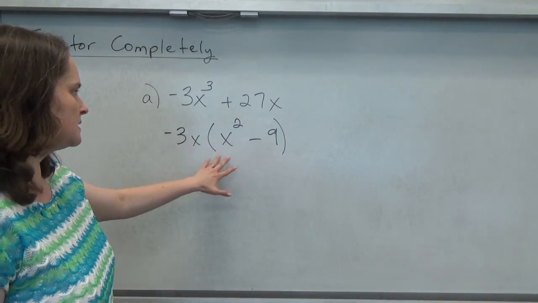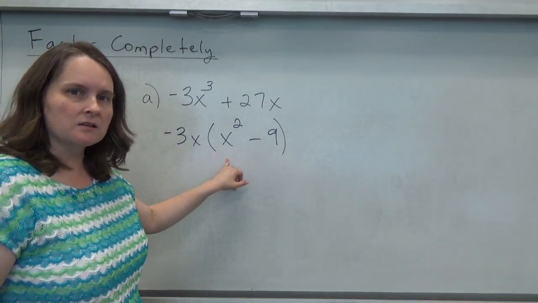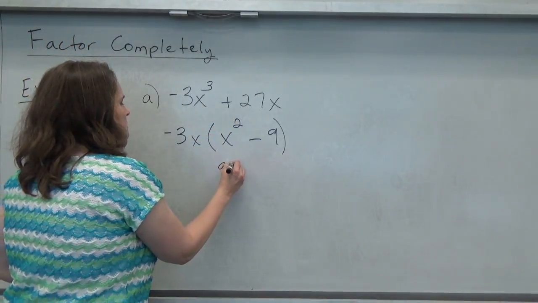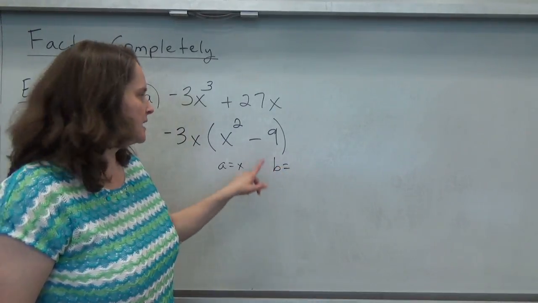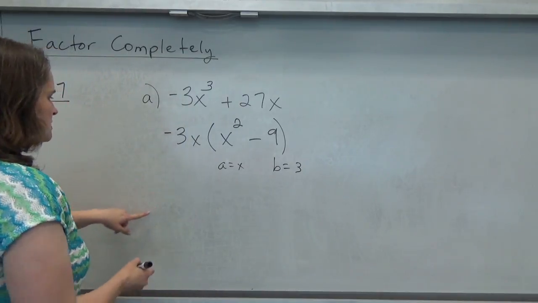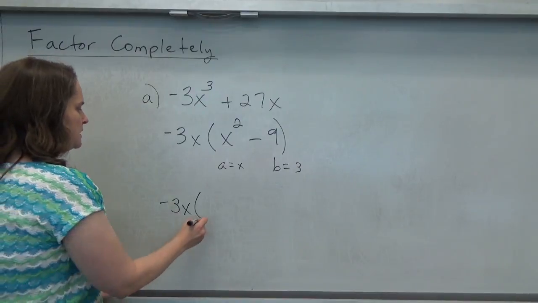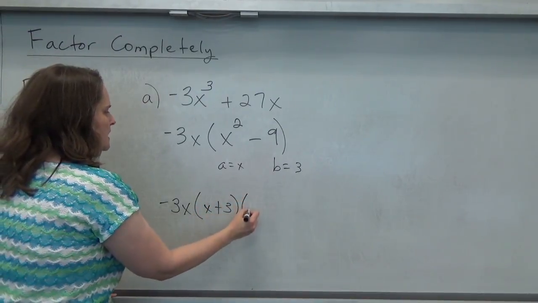So in this piece, a, what do I have to square to give me x squared? Well, a is going to be x, and b, since I square 3 and get 9, b is 3. So bring your GCF down. Use your formula. A plus b is x plus 3 times a minus b gives me x minus 3.